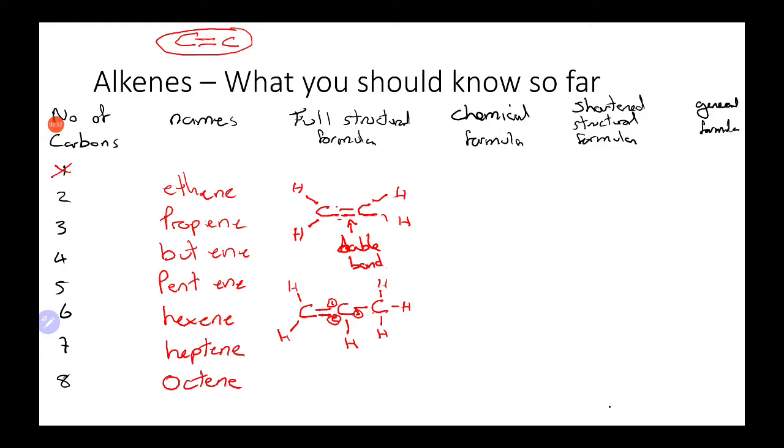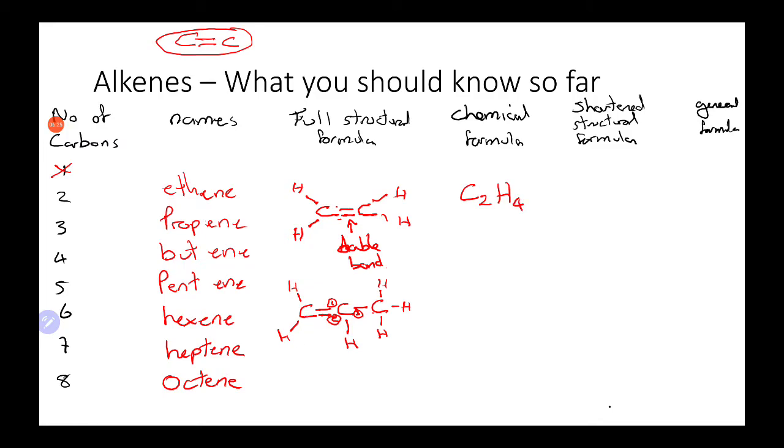Writing the chemical formula is again very straightforward and very simple. All we need to do is look at the number of carbons and the number of hydrogens, and we write that down as we normally would. So for ethene, you've got 2 carbons, so that's C2, and how many hydrogens do we have? We've got 1, 2, 3, we've got 4.